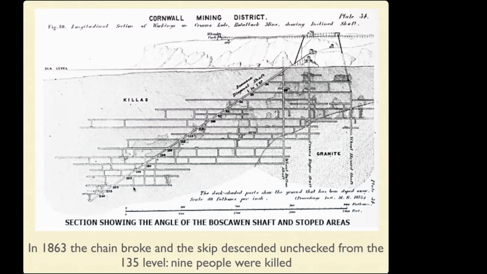But famously, in 1863, the chain broke. The skip was about here at the time, and it went all the way down to the bottom. The chain had broken somewhere up here, so it went down to the bottom, followed by several tons of chain. Everybody was indeed killed, nine people. But the dark patches, which you only just see in this diagram, is basically where the ore was won from within the plane of this thing. But there were lots of these parallel galleries.